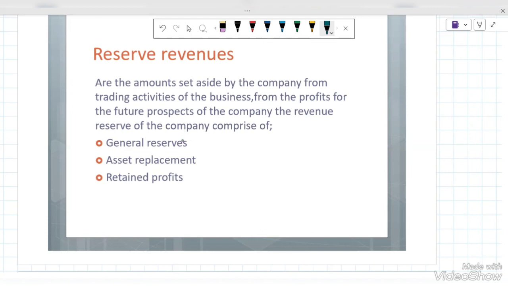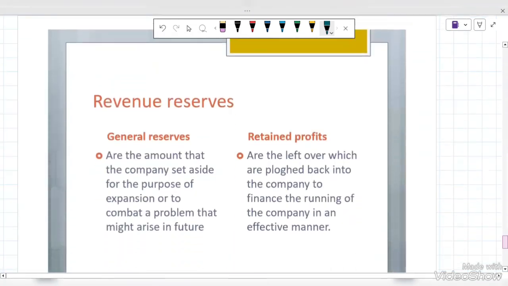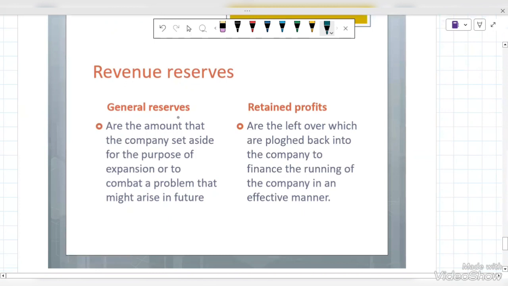Okay, so basically there are three types of reserves, but in your course we will discuss only general reserves and retained profits. You may be aware of the concept of retained profits, but you may not know about general reserves, so we will discuss general reserves. General reserves are the amount that the company sets aside for the purpose of expansion or to combat a problem that might arise in the future.